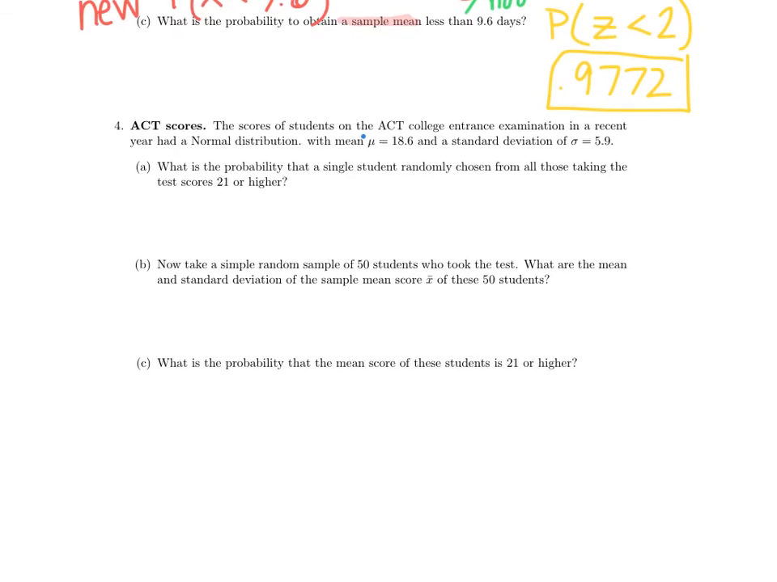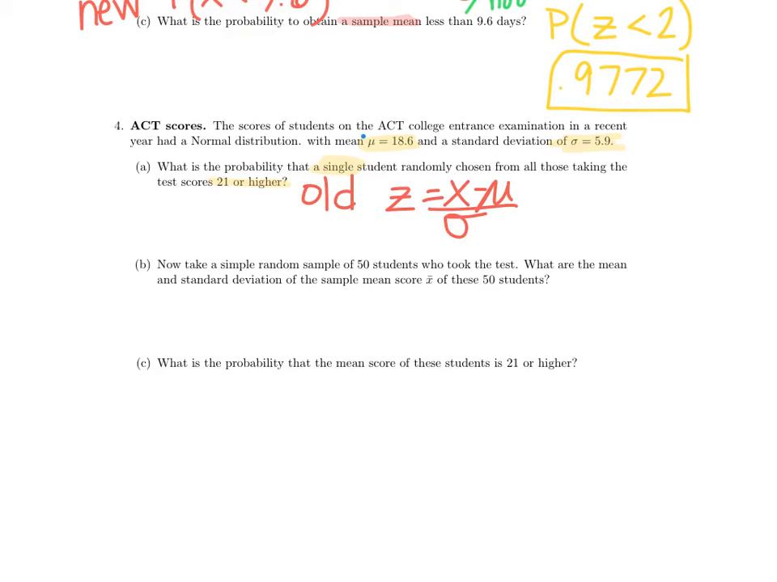Let's go ahead and look at this example. If we look at the important information for this one, we have a normal distribution with a mean of 18.6, standard deviation of 5.9. What is the probability that a single student randomly chosen scores 21 or higher? What type of problem is this? Because it is a single student, this is an old problem. So this is where we would just go z equals x minus mu divided by sigma. Okay, I'm not going to actually do that one out.